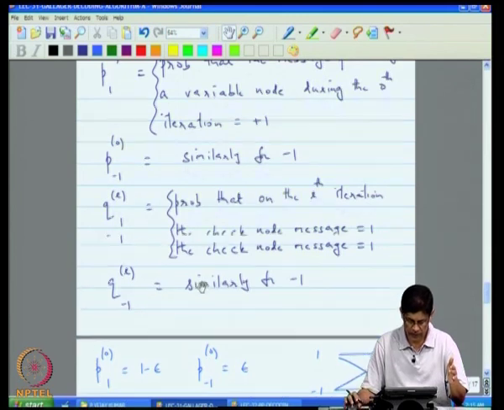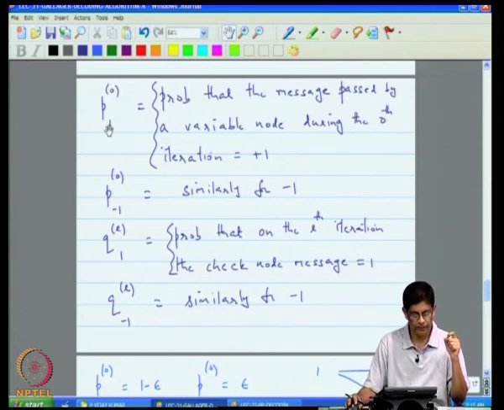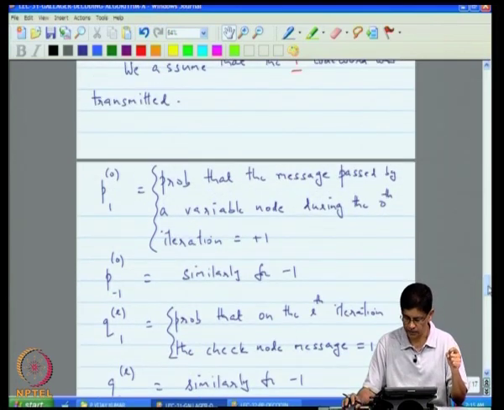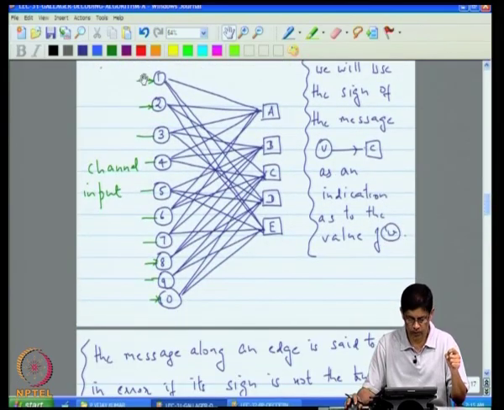Now, in looking at this, you might wonder, how come you do not have any notation that indicates a particular node? This stands for iteration, this stands for the value of the code symbol. You are passing messages in the Tanner graph, so how come your notation does not reflect which node I am transmitting out of?